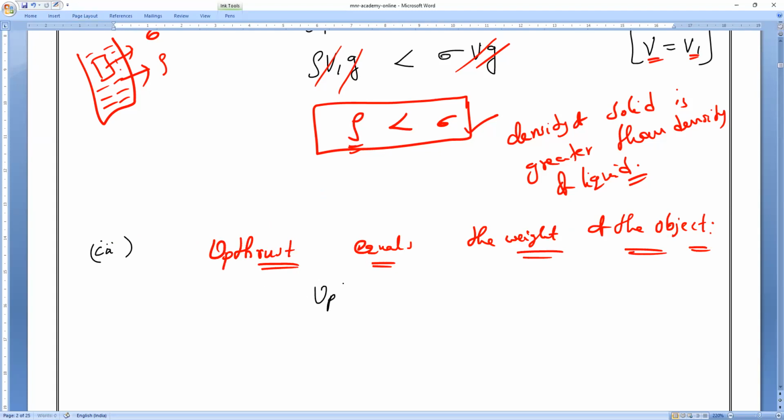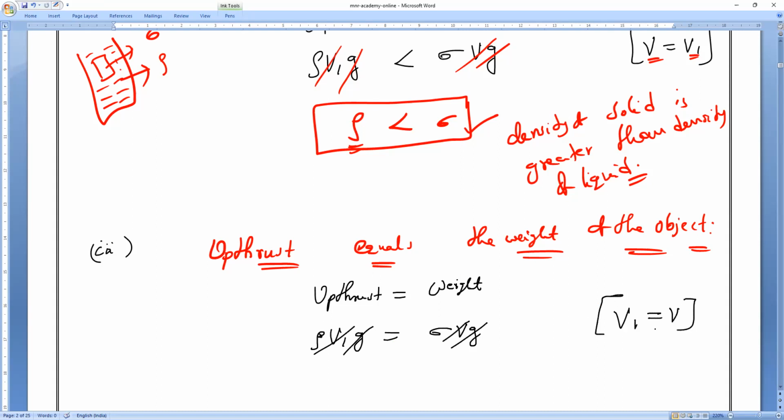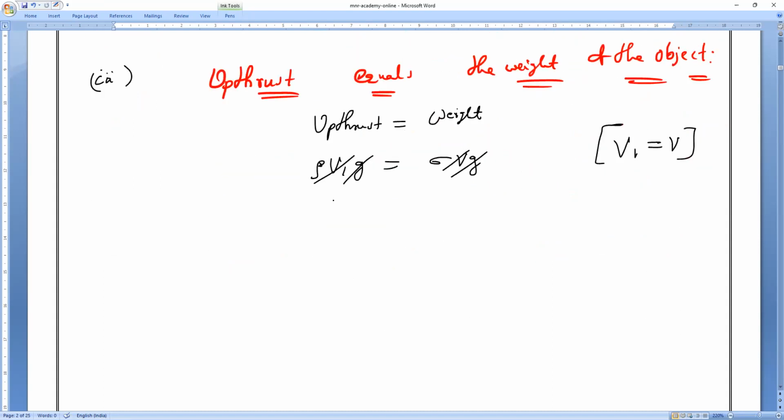So upthrust is equal to weight. If we write it, rho V1 g is equal to sigma V g. So g will get cancelled, and V1 and V, because the volume of liquid displaced equals the volume of the object. So the density of the liquid is equal to the density of the solid, so the solid will neither sink nor float above the surface. It will float where, everybody? Below the surface. Do you understand, everyone? Are you clear?